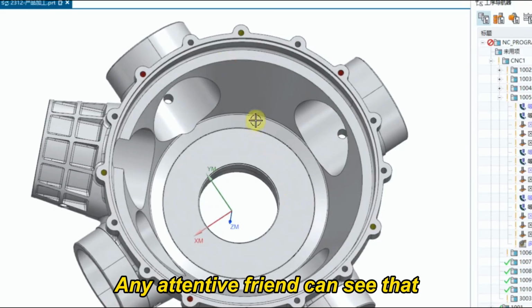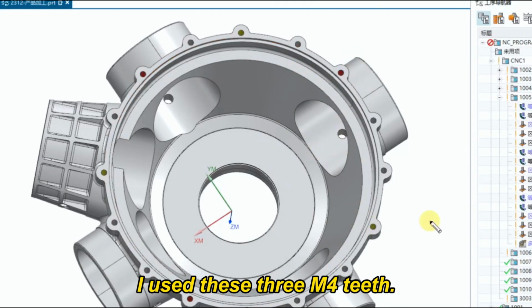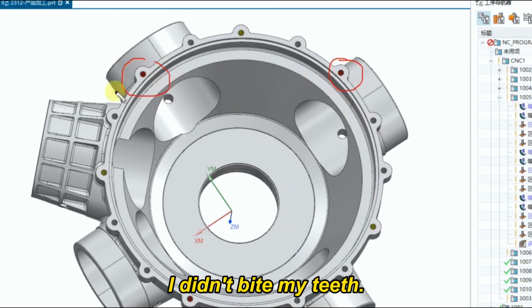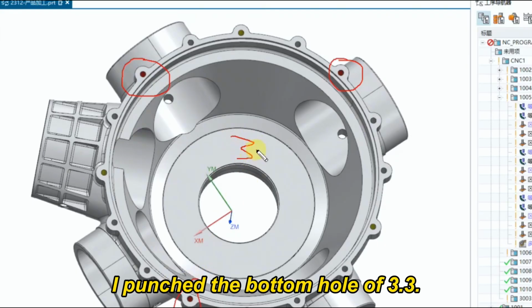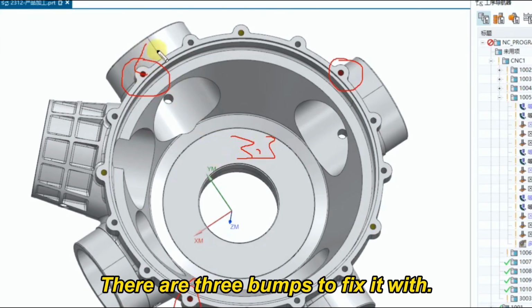Any attentive friend can see that on my side, this circle is full of M4 teeth, right? If I fix it here, I used these 3 M4 teeth. I didn't tap the threads. I drilled the bottom hole of 3.3, which is a fine hole. Then reverse, there are 3 bumps to fix it with.